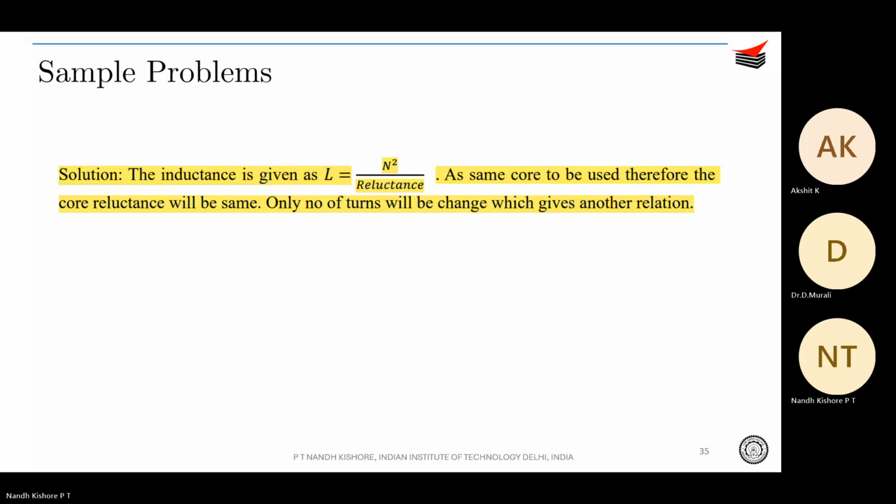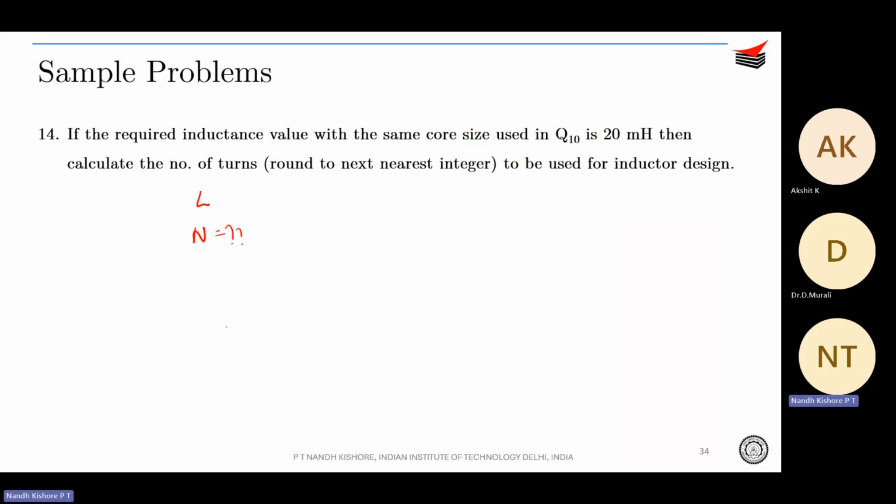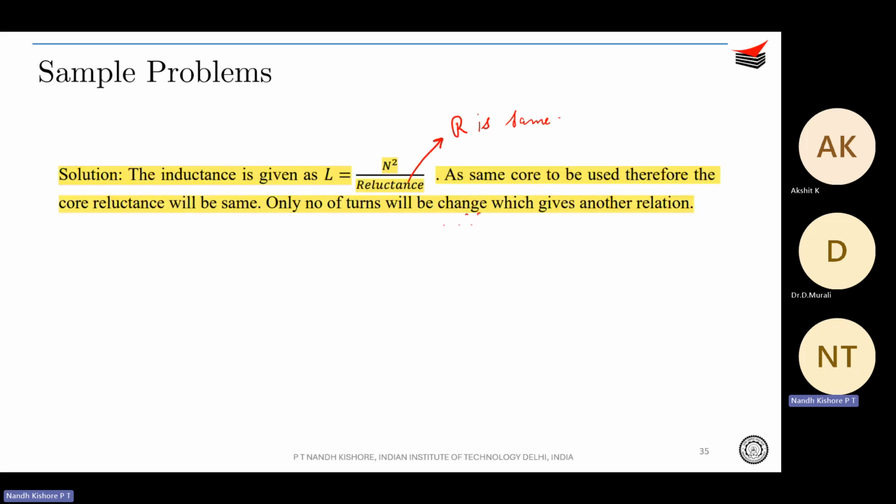Okay. So since your core is same, reluctance will also be same. R is same, right? Because it is the same core again, just they are asking you to find the number of turns for a new L value. L is given as 20 millihenry. Calculate the number of turns. So number of turns are just going to change.